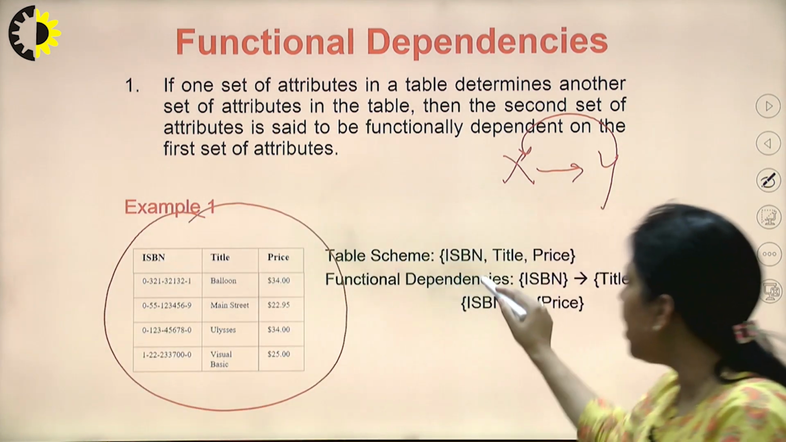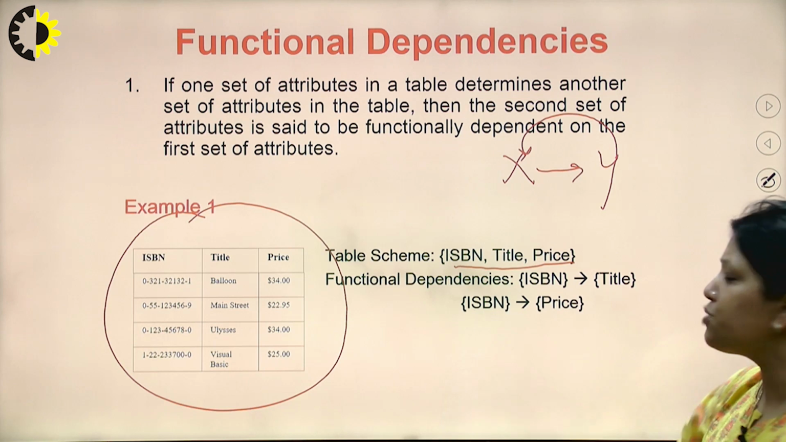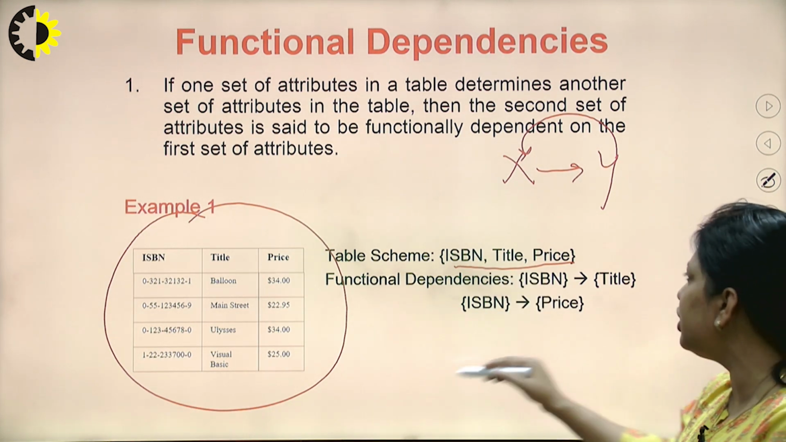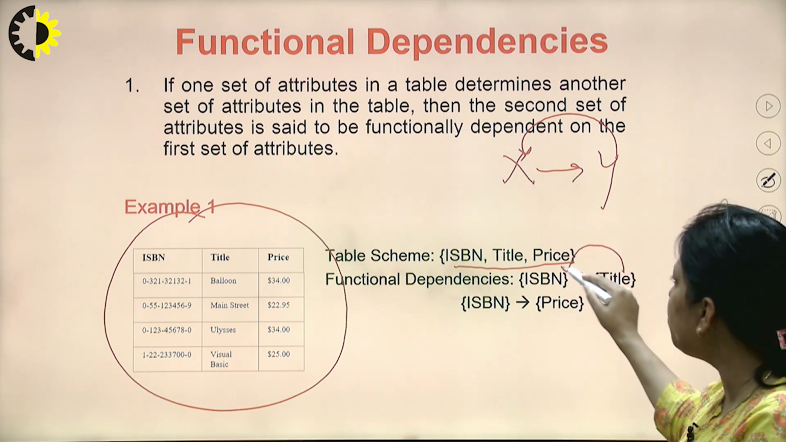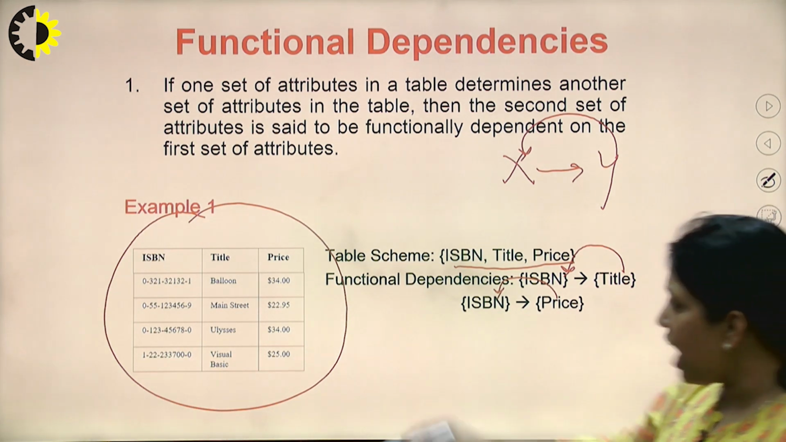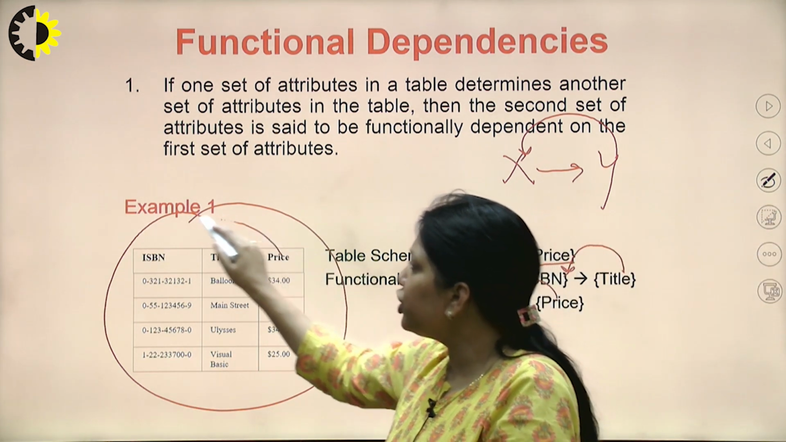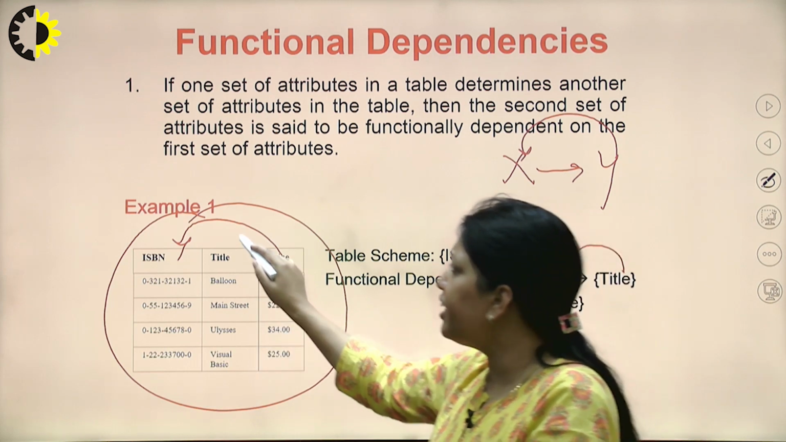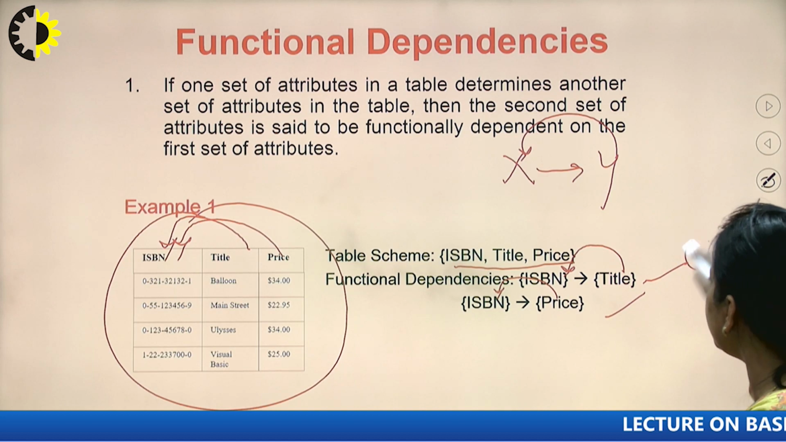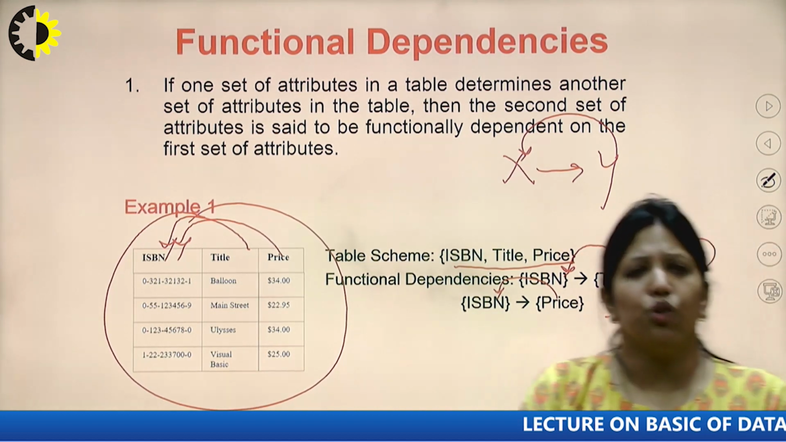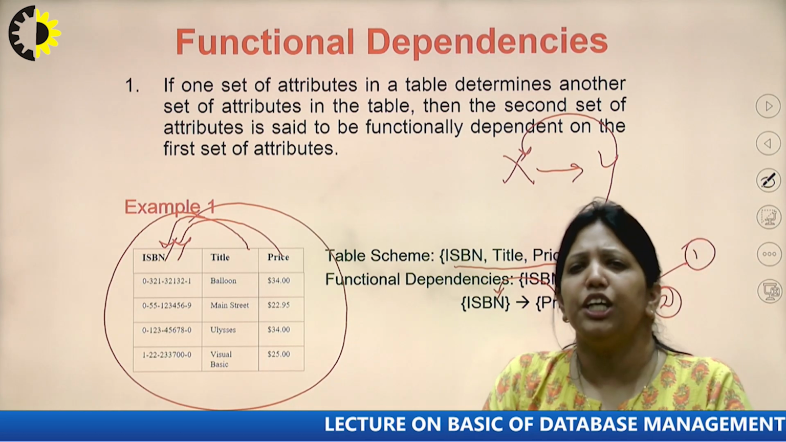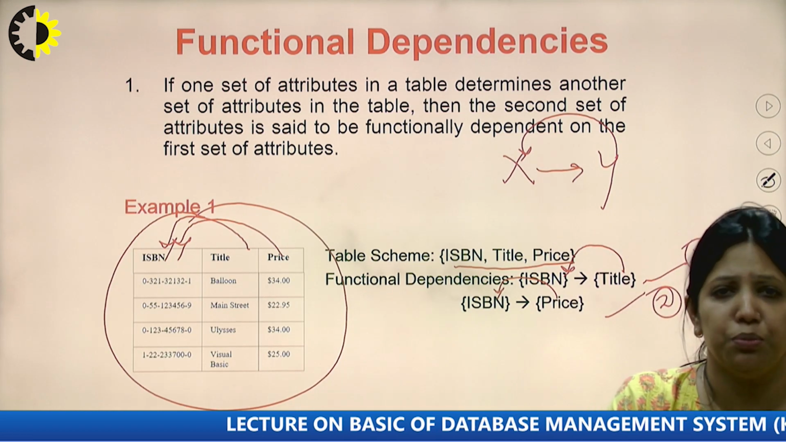This example is given to us. This is a table schema in which we have three attributes: ISBN number, title and price. The functional dependencies given in this relation are that title is derived on the basis of ISBN number and price is derived from the ISBN number. Price is functionally dependent on ISBN, and title is functionally dependent on ISBN. So these two functional dependencies are given to us. So functional dependency is one in which one set of attributes in a table determines another set of attributes in the table.